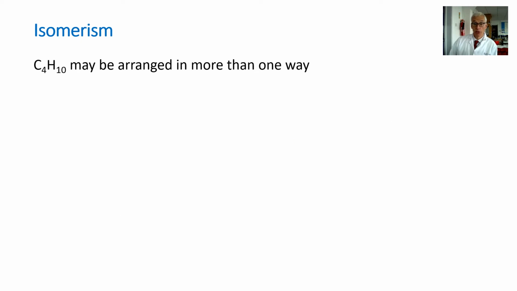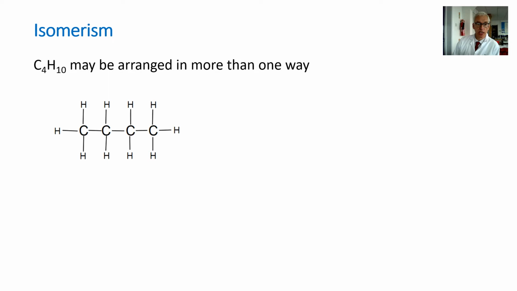So isomerism, let's take an example. C4H10 can be arranged in more than one way. If I model this, I will then set you a problem in the next slide. Here is what we refer to as a straight chain alkane, so that is butane. But we can also have a branched chain.